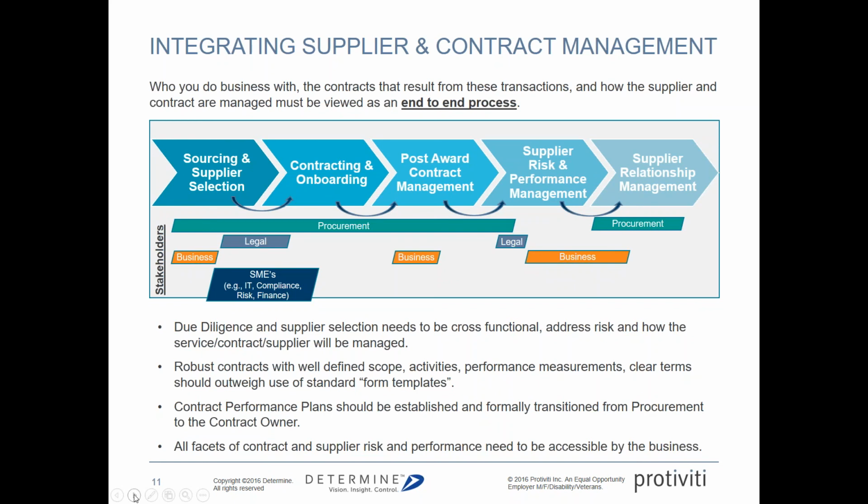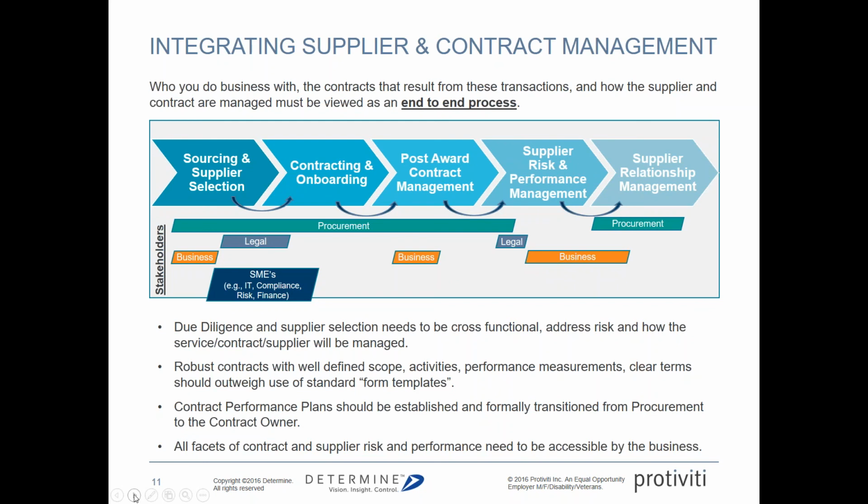A few points to note specifically. Number 1, due diligence and supplier selection needs to be cross-functional. It needs to address risk and how that service, how that contract, how that supplier ultimately will be managed. Robust contracts that have a well-defined scope, clearly defined activities, performance measurements, and clear terms should outweigh the use of standard form templates.